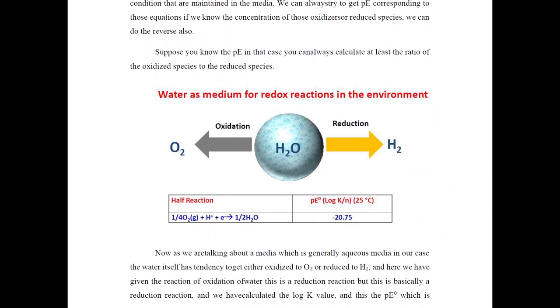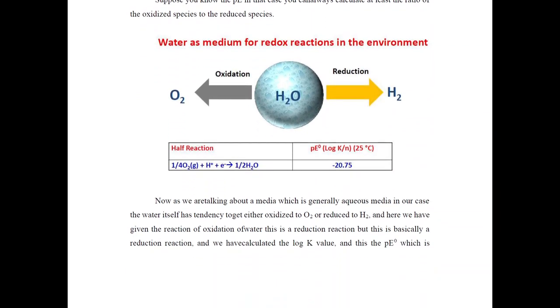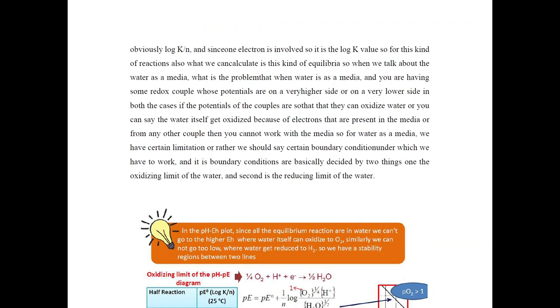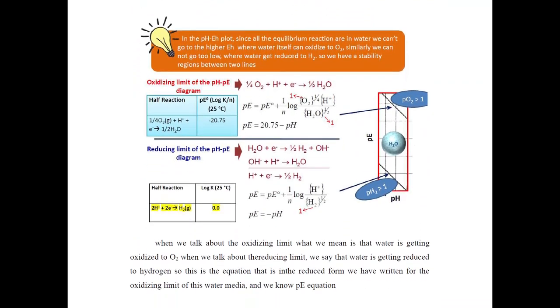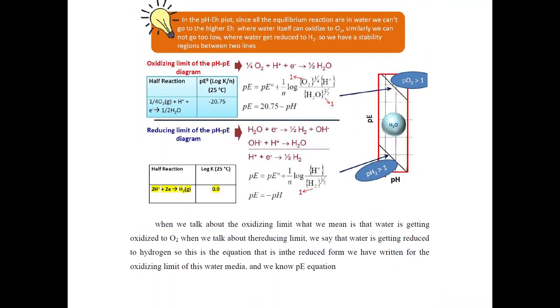What is the medium for redox reaction in the environment? Oxidation and reduction. The half reaction is 1/4 O2 plus H+ giving half H2O, and pE naught at 25 degrees centigrade is plus 20.75. In the pH-pE plot, since all equilibrium reactions are in water, we cannot go to a higher pE where water can oxidize to oxygen. Similarly, we cannot go too low where water gets reduced to hydrogen. So we have a stability region between two lines.